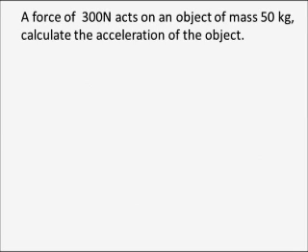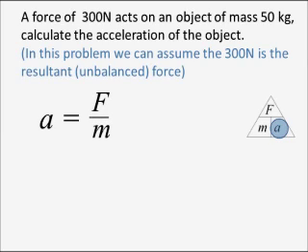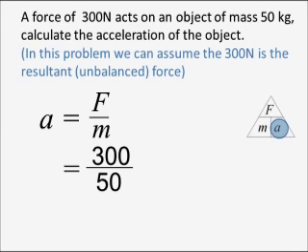A second problem. A force of 300 newtons acts on an object of mass 50 kilograms. Calculate the acceleration of the object. In this problem we'll assume that the 300 newtons is the resultant or unbalanced force. So in our magic triangle we're looking for a, so write down the remaining equation, a equals F divided by m. Substitute the values, 300 is the force, 50 is the mass, 300 divided by 50 is 6, and it's acceleration, so the unit is meters per second squared.